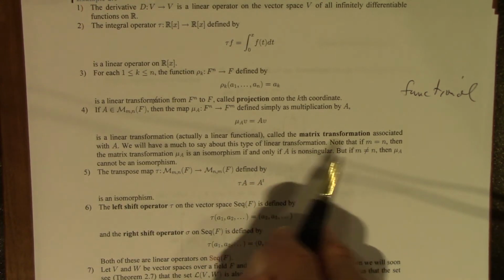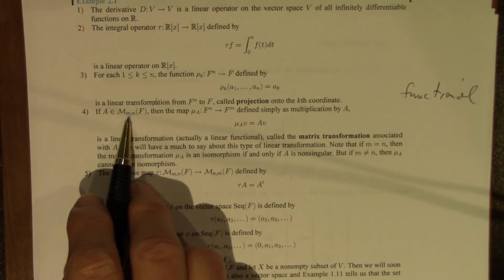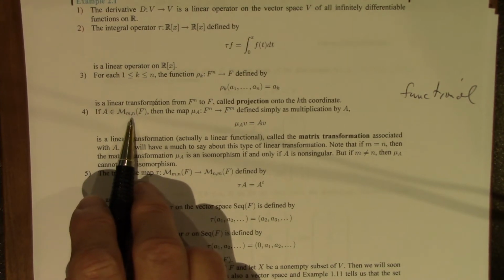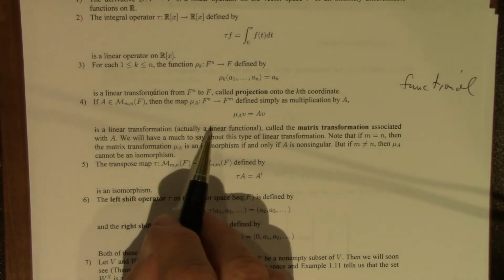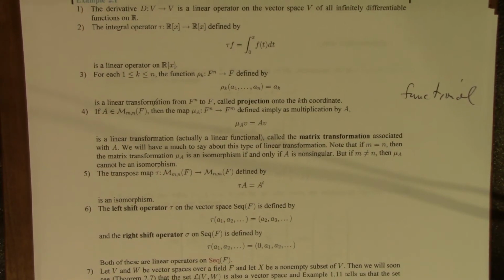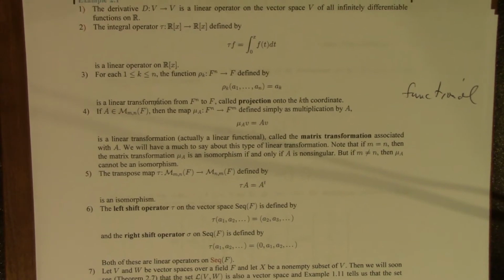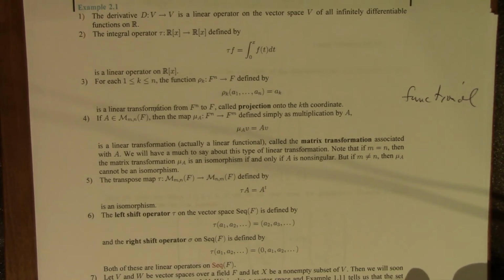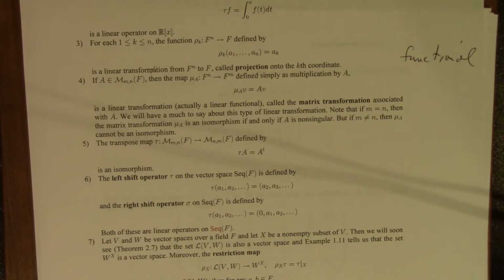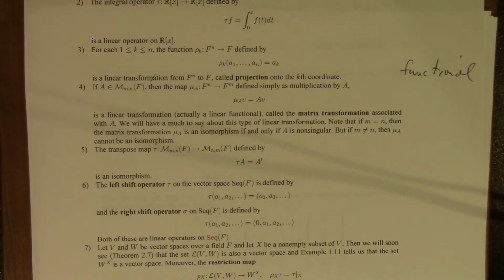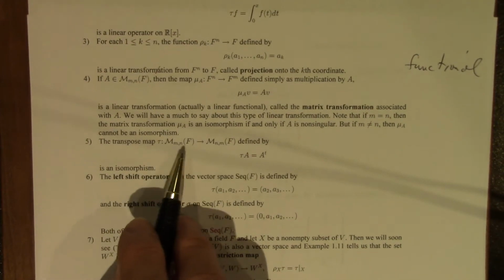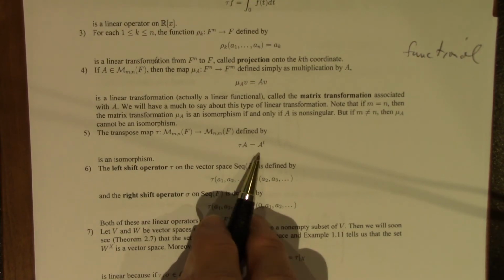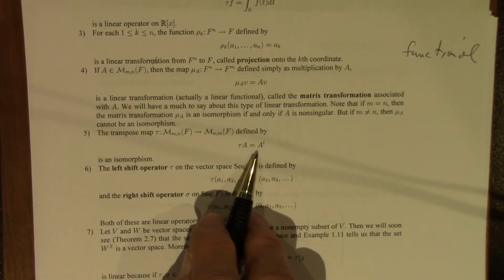When m equals n, so we are multiplying by square matrices, the matrix transformation will be an isomorphism precisely when A is a non-singular matrix. If m and n are different, then the matrix transformation can never be an isomorphism. It will either fail to be injective or fail to be surjective. The transpose map on matrices is in fact an isomorphism.